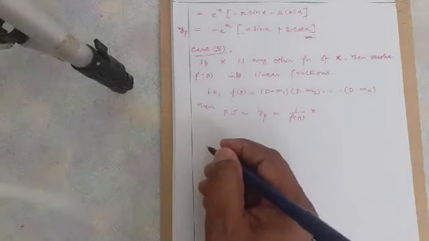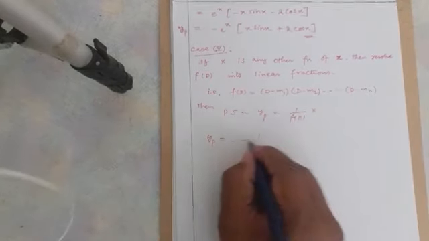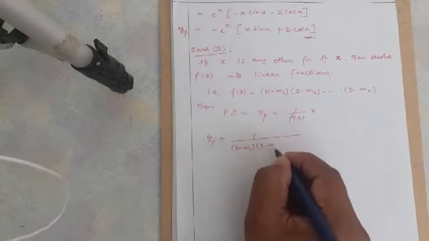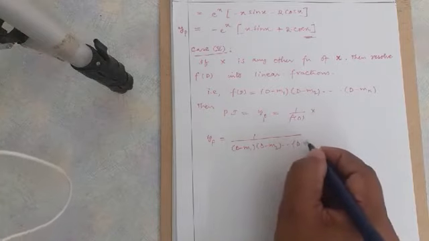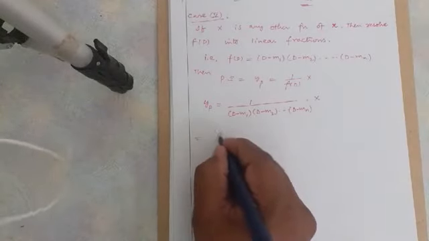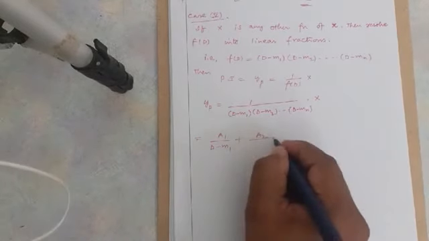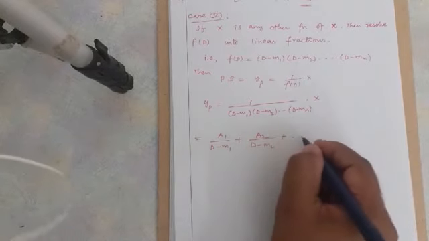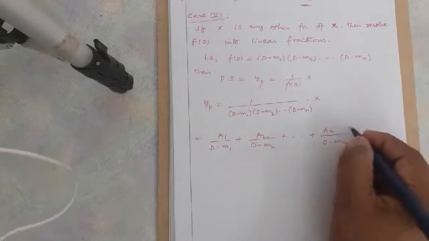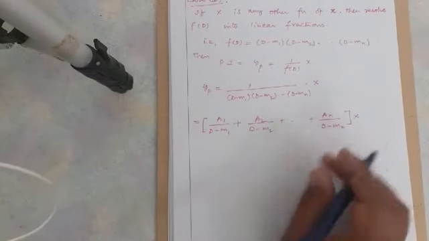Then after this we write yp is equal to 1 upon d minus m1 into d minus m2 and so on, d minus mn, into capital X. Now this can be written as a1 upon d minus m1 plus a2 upon d minus m2 plus and so on, plus an upon d minus mn, in bracket capital X. So this is in the form of partial fractions. We are doing partial fractions here.